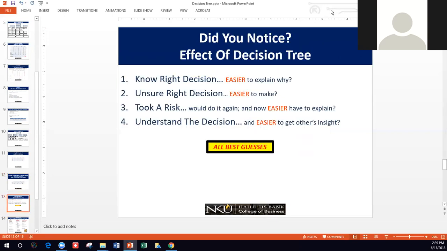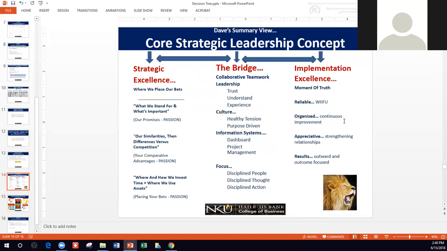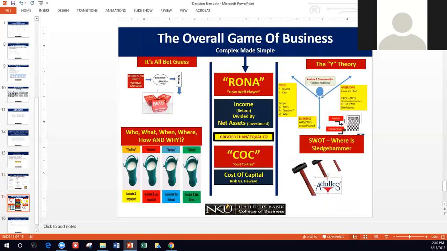You see how using a decision tree, it's easier, even when you know the right decision, to explain why. When you're not sure of the decision, it's easy to make. If you took a risk and it didn't turn out well, it's easy to explain, well, why'd you take that risk at the time? It's easy to understand the decision and to get other people involved in it. And the best guess. That's why I love decision tree. It can be used for all the things we've talked about: strategy, implementation, the bridge, because it's all best guess. It can help us in everything we do.